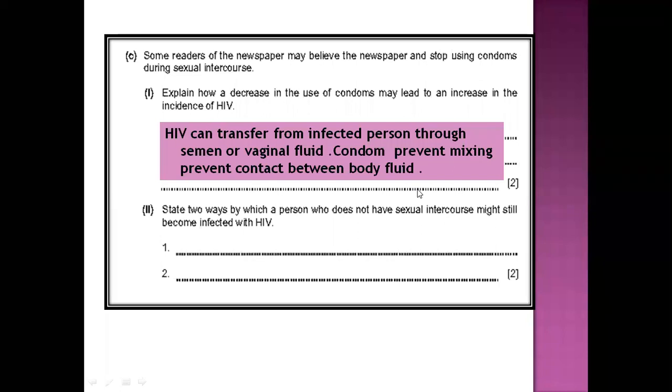Which student asked last time about HIV, gonorrhea, sexually transmitted diseases? Which student asked last time? Yeah, Ghana Ibrahim. So I will discuss that now.